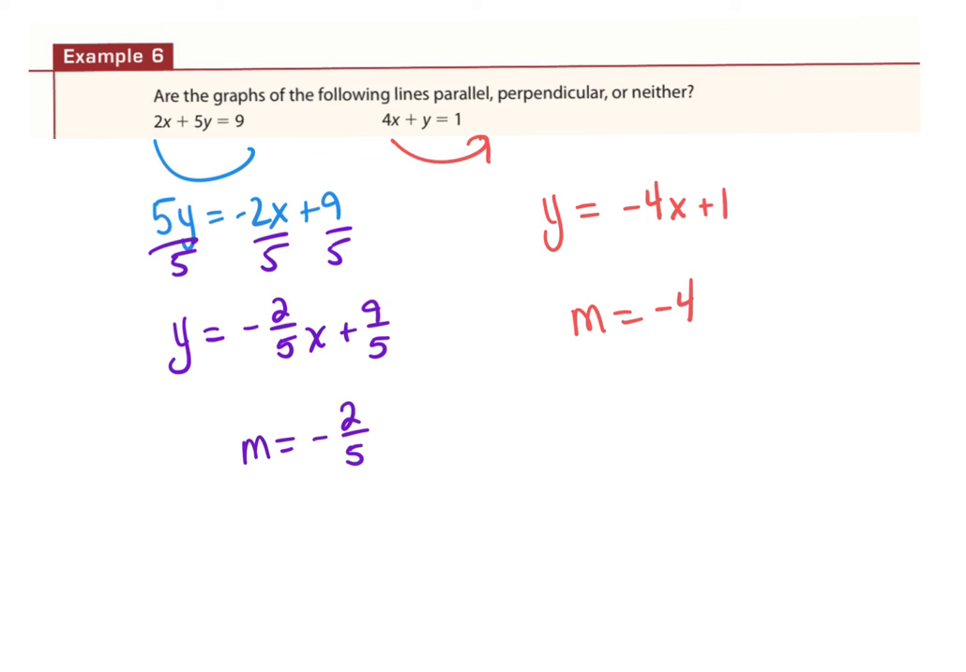All right? We know they intersect because they're not parallel, but they don't intersect at right angles because they're not perpendicular, okay? So you can just look at the equations of two lines and you can figure out if they are parallel, perpendicular, or they're just intersecting lines.